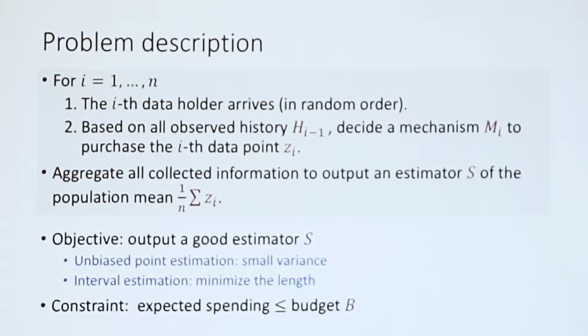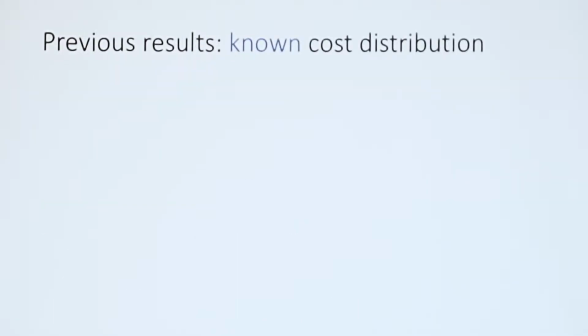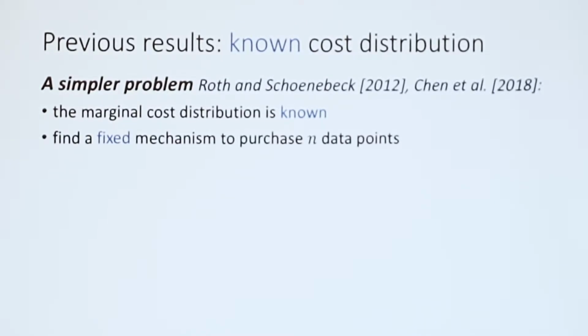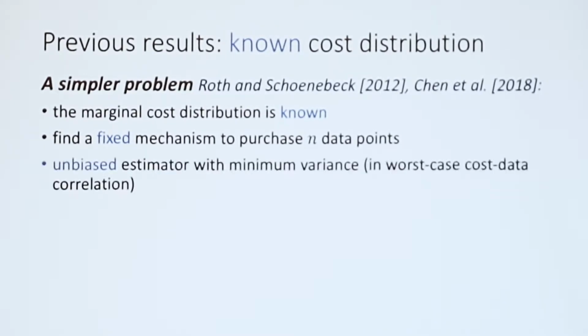But before I give our result, let's first look at a simpler problem which has been studied in two previous EC works. So now let's assume that we know the marginal cost distribution. So I have some sense of how much I need to spend for this data. And I want to find a fixed mechanism to purchase these data points. And my goal is to find an unbiased estimation with minimum variance.